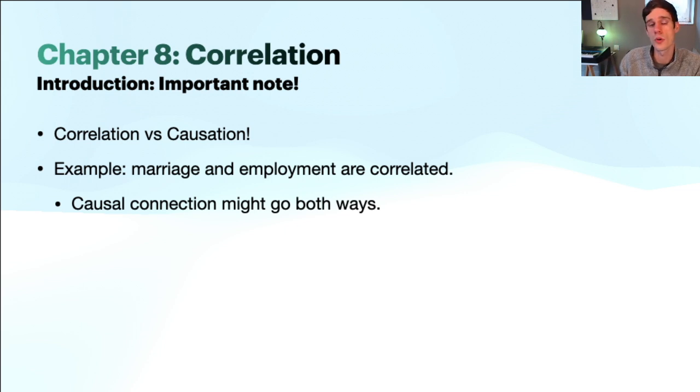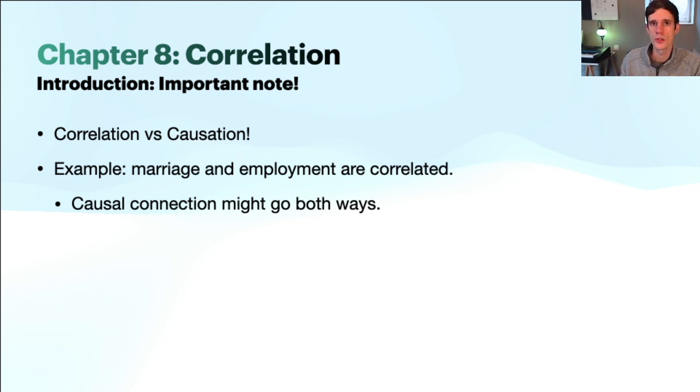But it could also go the other way around. If you are more employed, then you find yourself more often in a setting with more social contact. And thus, meeting more people, you are more likely to find your future spouse. Therefore, employment is causally connected to marriage. So in this case, the causal connection could go both ways.